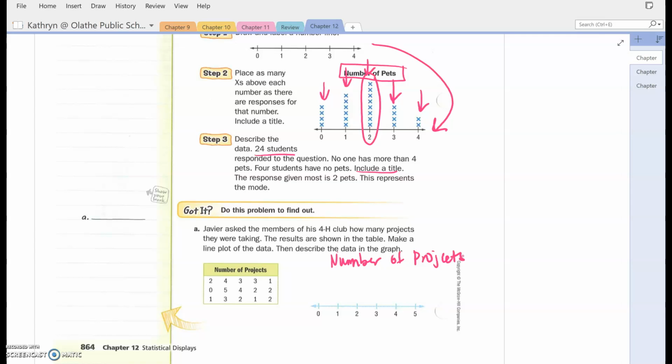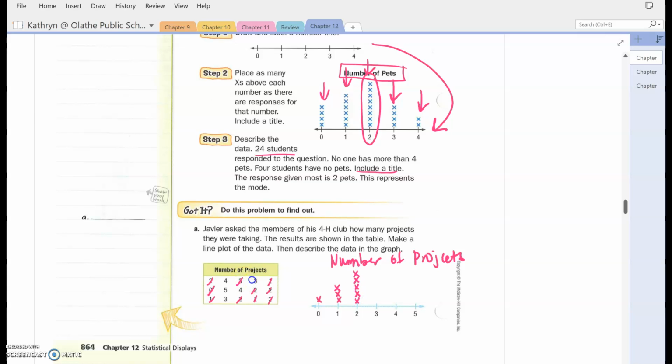We are going to use X's. So it looks like for 0, I have 1. Okay, and then, I'm going to shift this down just a little bit. Then it looks like for 1, we have 1, 2, 3. So we have 3. Let's take a look at 2. 1, 2, 3, 4, 5.